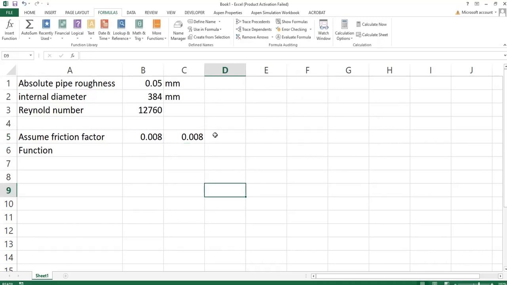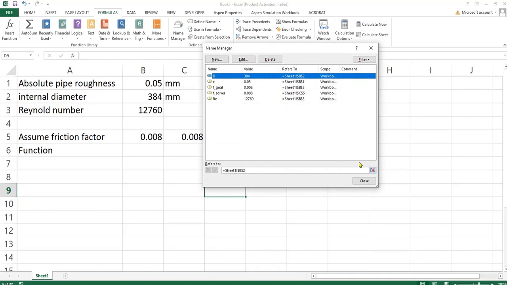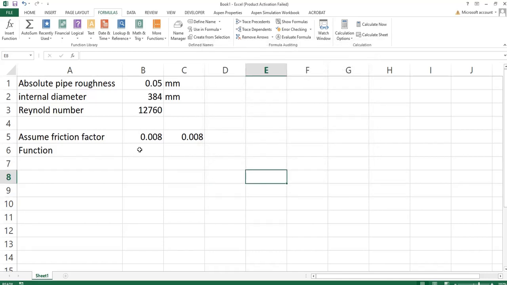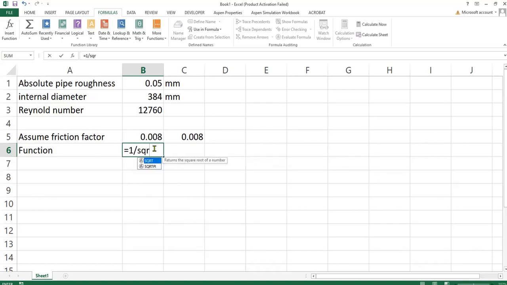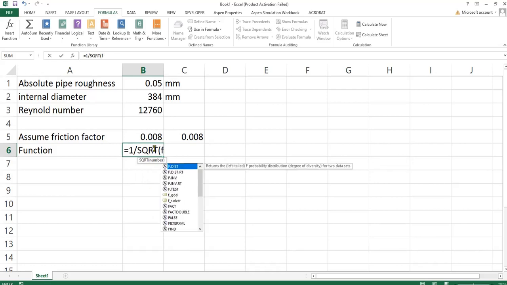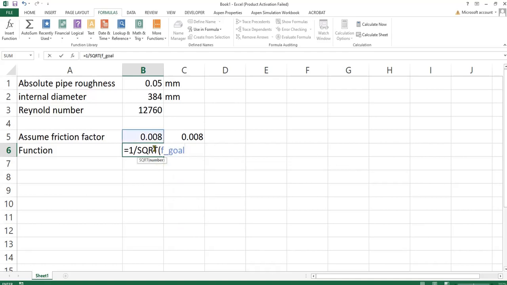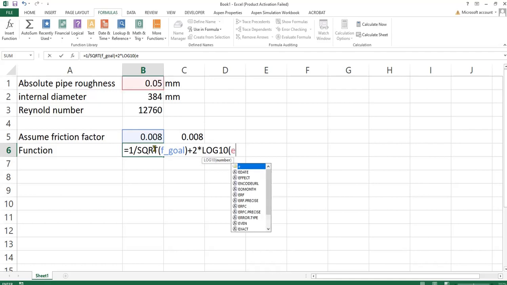This will be 0.2. Let me see. Okay. So now the function, which will be the same thing here too, will now be equal to 1 divided by square root of f_gosec, bracket close, plus 2 times log base 10. We have e divided by bracket open and close.